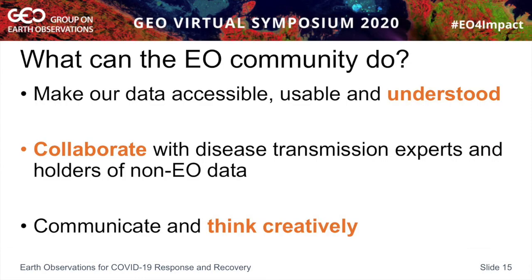The first, as many are already working to do, certainly the National Oceanographic and Atmospheric Administration in the United States, as well as Copernicus in Europe, have been very good at trying to make data accessible. Usable, this means really finding out what formats are needed, at what scale in space and time are needed by our epidemiological colleagues, and also understood. Do we really know what's happening in these data? We need to make sure that others are able to interpret what we put out there.